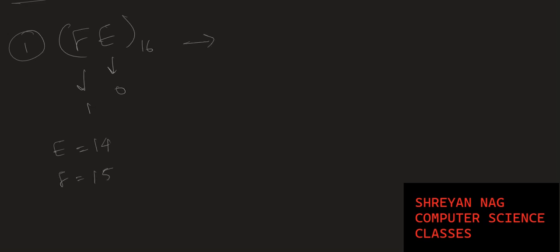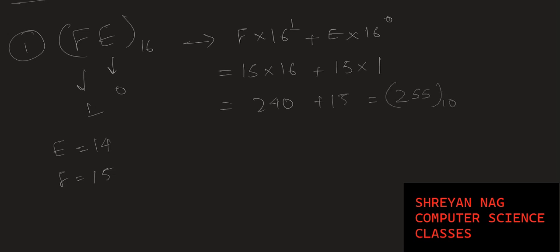So F, the face value, is multiplied by 16 to the power of 1, since it is hexadecimal and we are converting back to decimal. This is the position. Plus E multiplied by 16 to the power of 0. So F is 15 into 16, E is 14 and 16 to the power of 0 is 1. So 240 plus 15, the answer is 255 base 10.